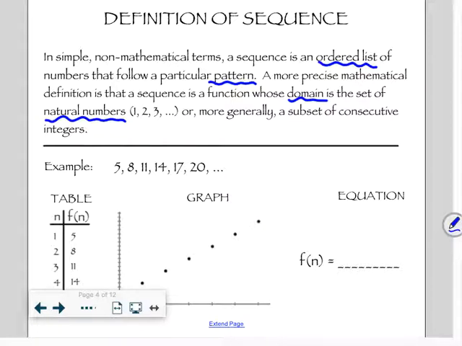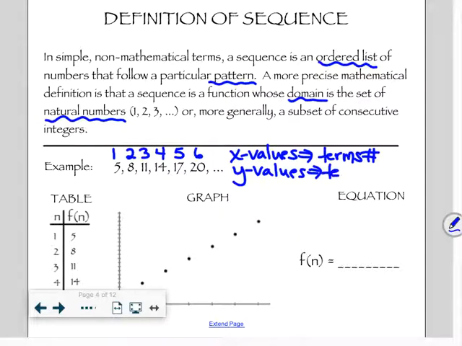I want you to look at this first example with me: 5, 8, 11, 14, 17, 20. So we just saw in the definition that the domain is the set of natural numbers. So this is the first term, the second term, the third term, the fourth, the fifth, and the sixth. So the term numbers are the x values. The outputs, or the y values, are the term values.